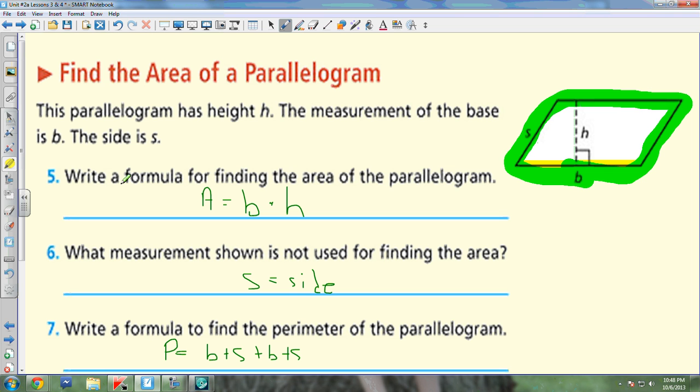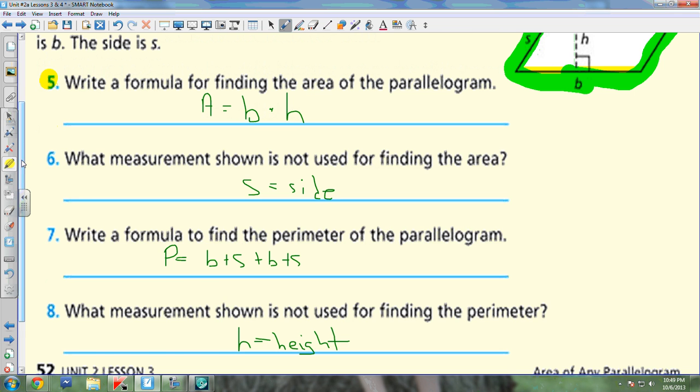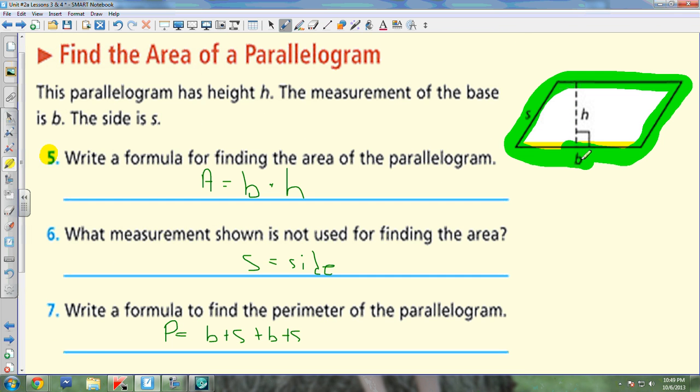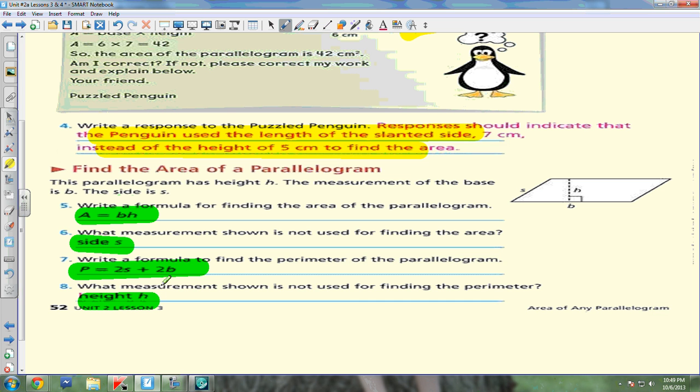It says, write a formula for finding the area of the parallelogram. The formula would be base times height. What measurement shown is not used for finding the area? It's the side, which is S. And it says find a formula to find the perimeter of the parallelogram. Well, perimeter is walking around your shape, so you could do something as simple as B plus S plus B plus S. Or you have 2B plus 2S, which I think it shows you down here. 2S plus 2B, same thing.